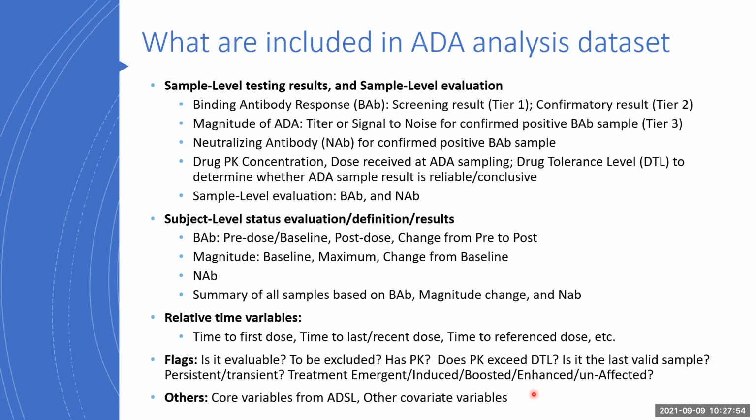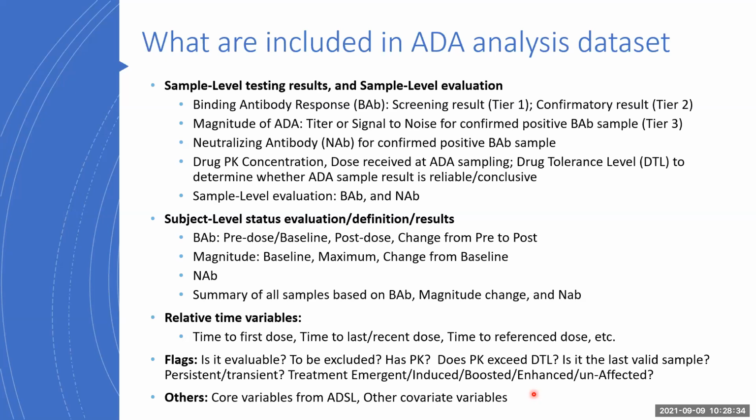At sample level, in line with a multi-tier ADA evaluation process as described in the data flow in David's slides, raw testing results include binding ADA from tier 1, like screening result, and tier 2, confirmatory testing result. Tier 3, magnitude of ADA, such as titration, or in some companies could also be testing for signal to noise for confirmed positive ADA. And NAb, like neutralizing ADA, for confirmed positive ADA as well.